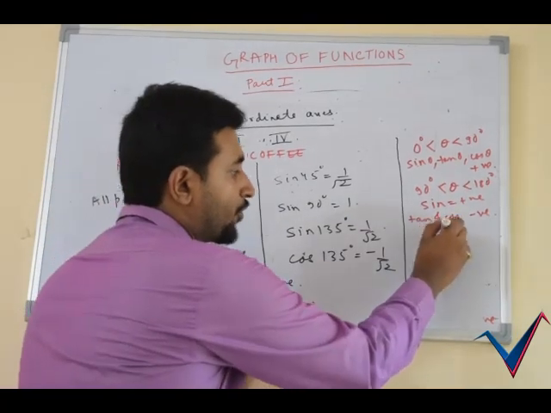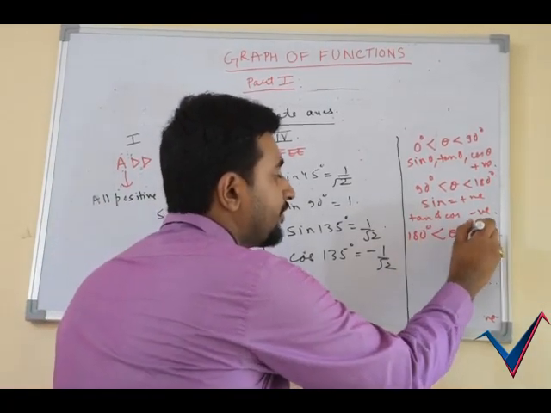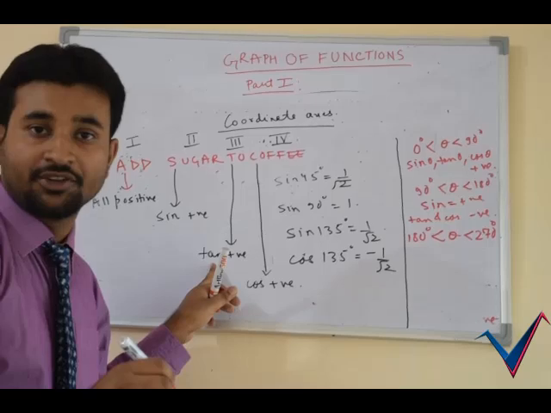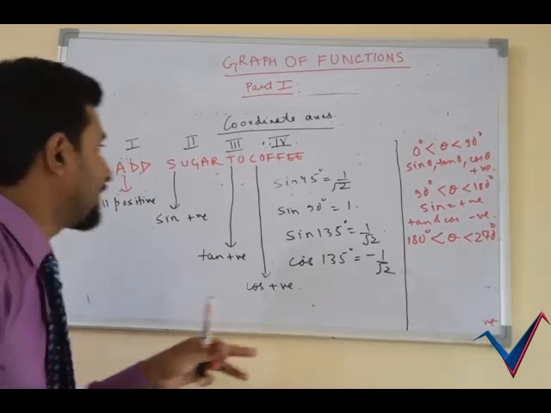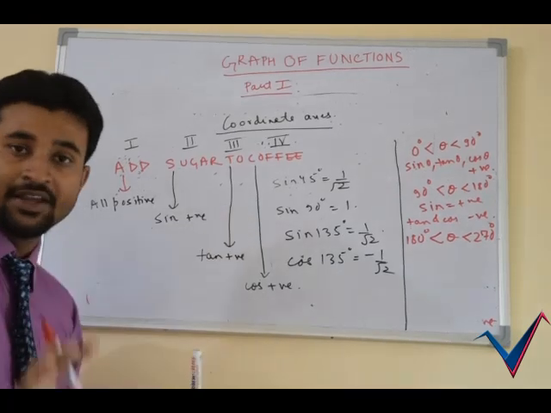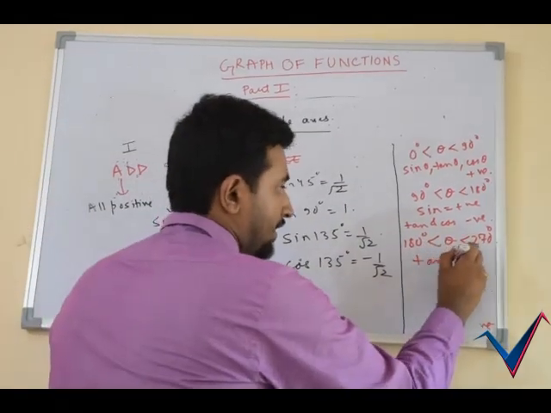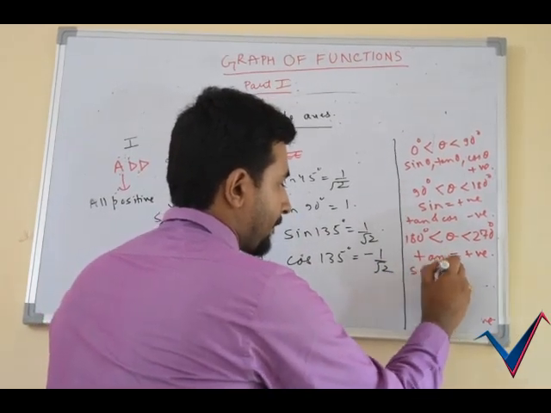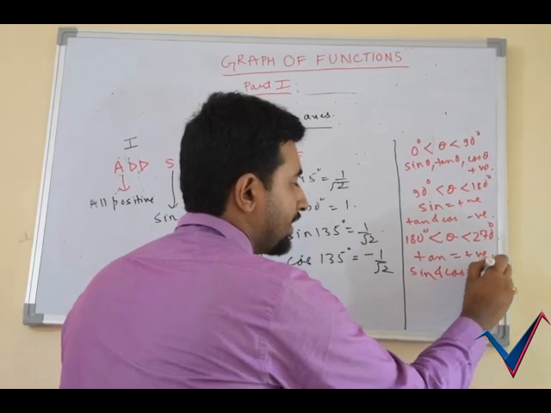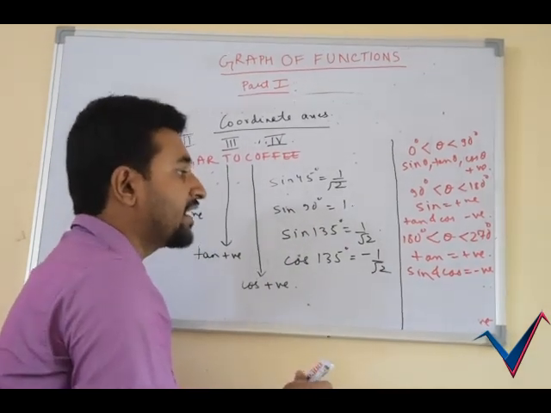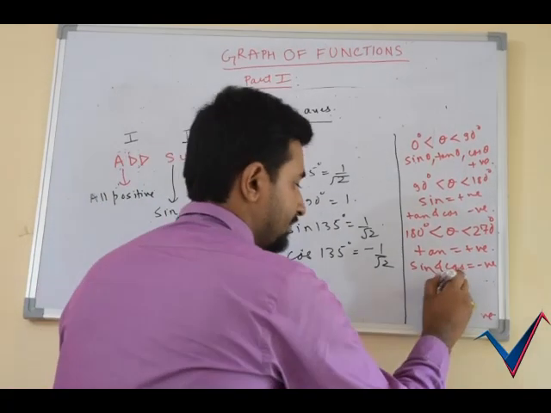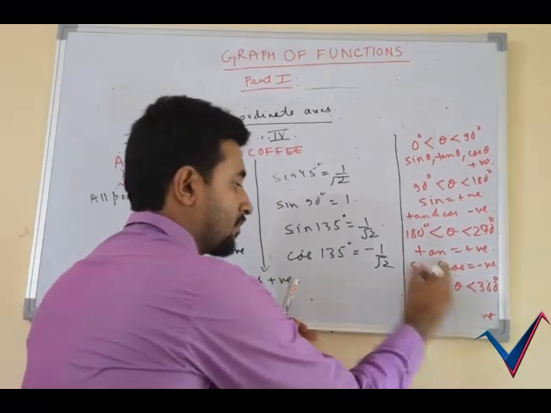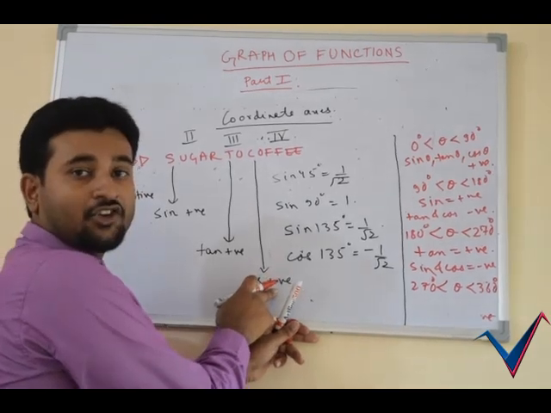Okay. Next we move on to theta lying between 180 degree to 270 degree. Here tan is positive and sin and cos are negative, because in the third quadrant we have seen tan will be positive. So tan will be positive, and sin and cos will be negative. Similarly, for theta lying between 270 to 360 degree, cos will be positive and the rest all will be negative.